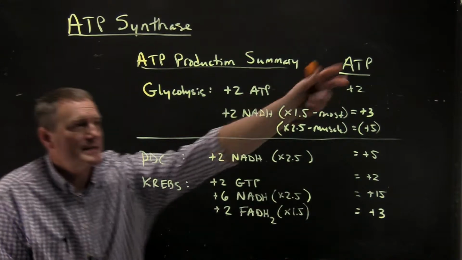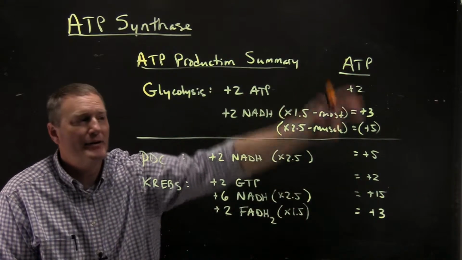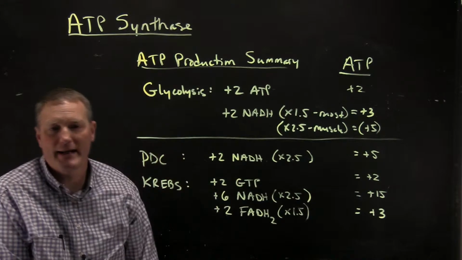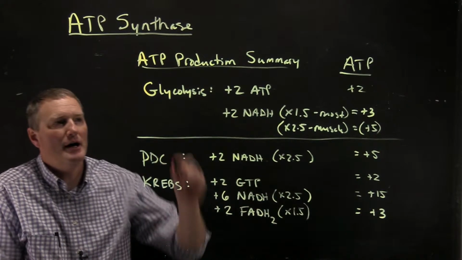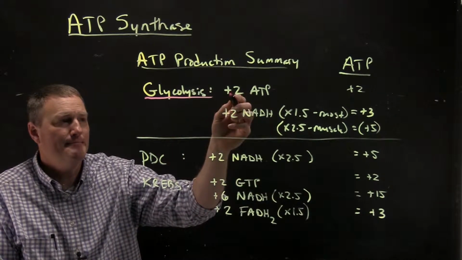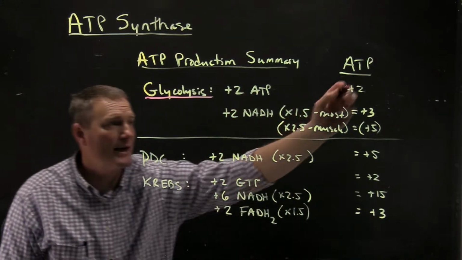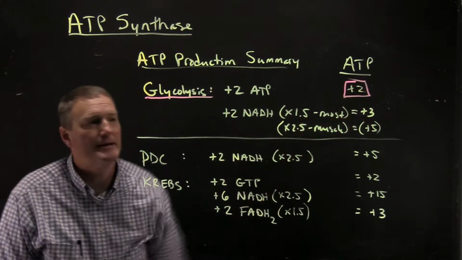So what I've listed out here now is the ATP that are gained at each step. Back all the way to glycolysis, we have a total of +2 ATP from the actual process of glycolysis. So we're going to call that a +2 ATP.